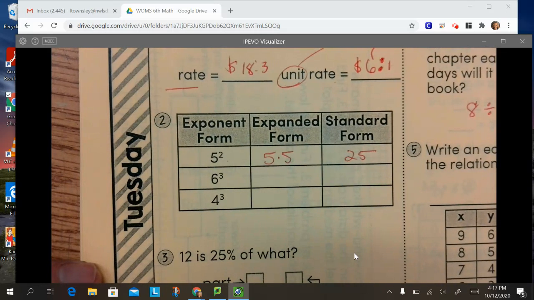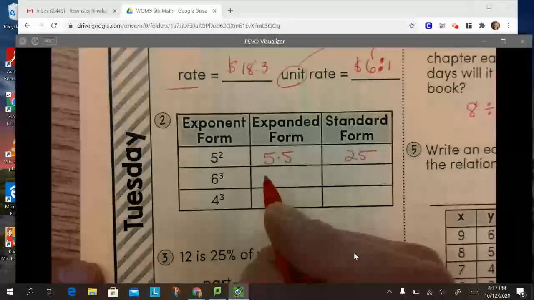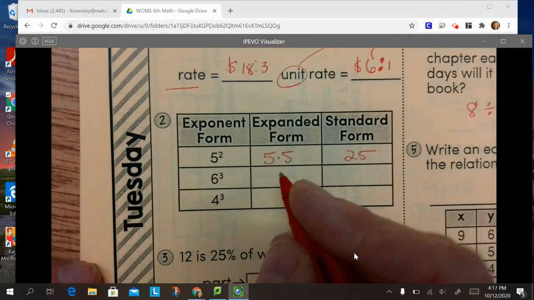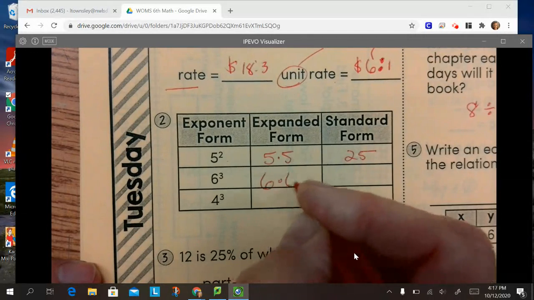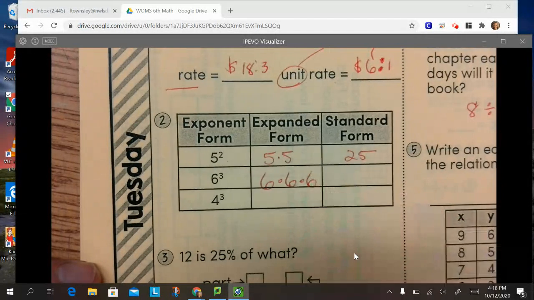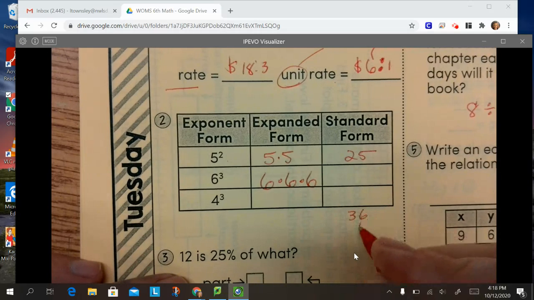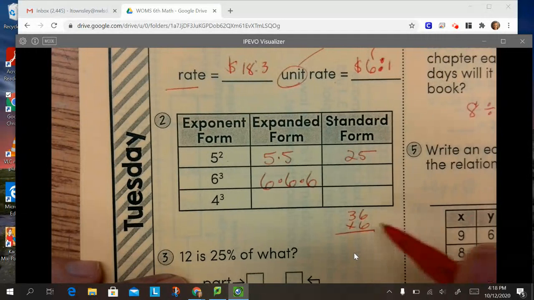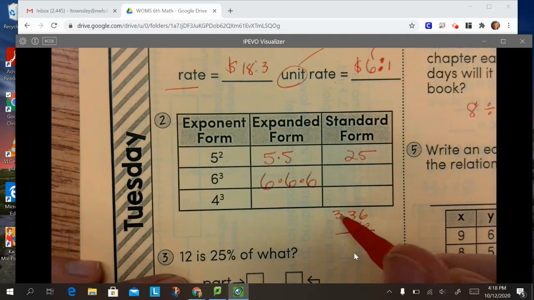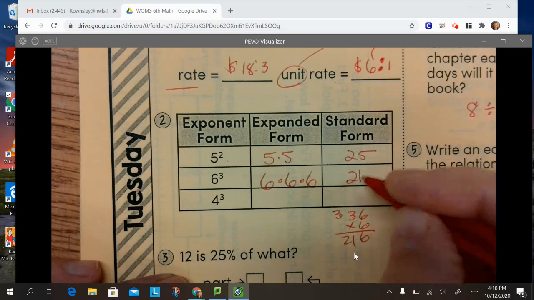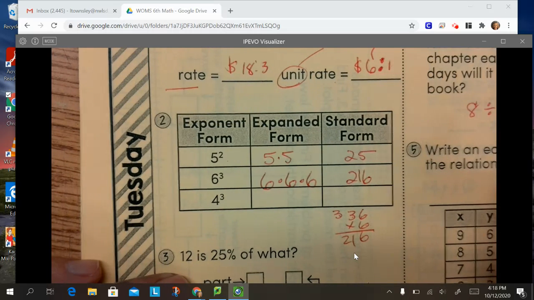Okay? All right, next one. The next one says 6 cubed. So it's 6 times 6 times 6. That's what it looks like in the expanded form. In the standard form, we have to find the answer. 6 times 6 is 36, and then you want to do 36 times 6. 6 times 6 is 36. 6 times 3 is 18, 19, 20, 21. So your answer is 216.